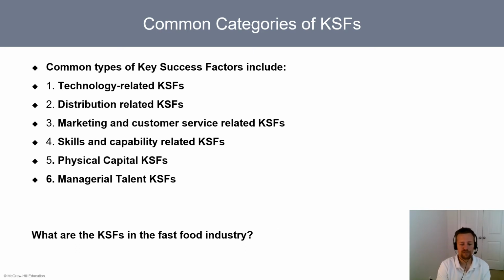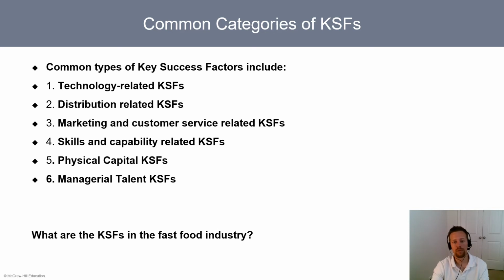Number 5, physical capital key success factors. This refers to, do you have the machines? Do you have the buildings to operate? And then number 6 is more about managerial talent key success factors. So hopefully the business classes at MTSU can really help you with number 6, the ability to efficiently run your business. All right. What are the key success factors in the fast food industry?